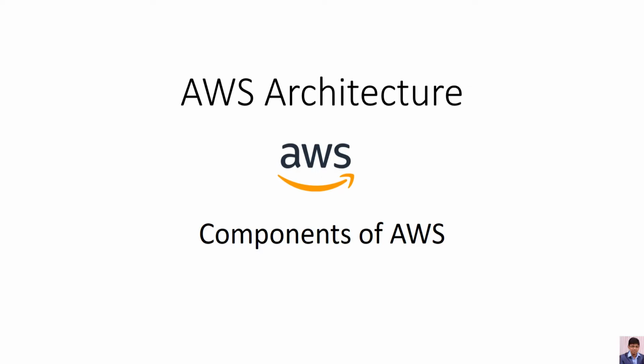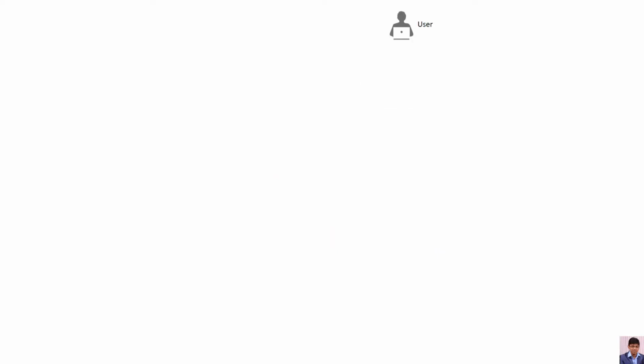Welcome to codeSpace tutorial. In this discussion, we will see one of the commonly used AWS architecture. Also, we will discuss various components provided by Amazon. So this architecture is basically for a web application where a user makes an API request.